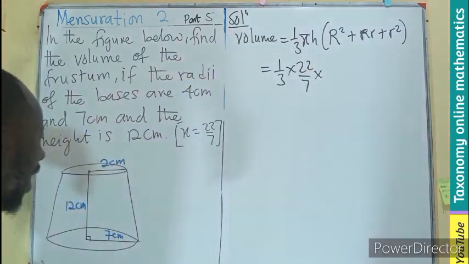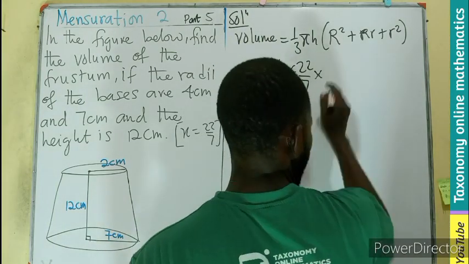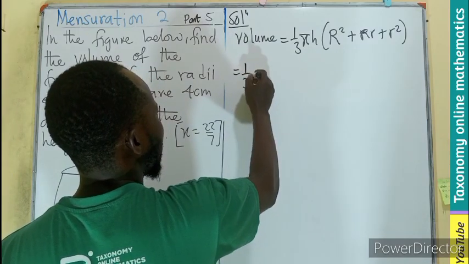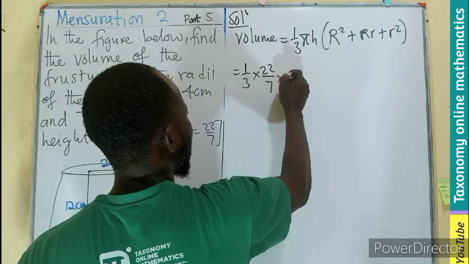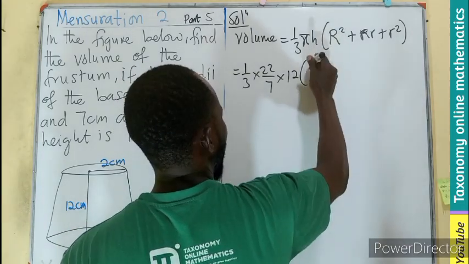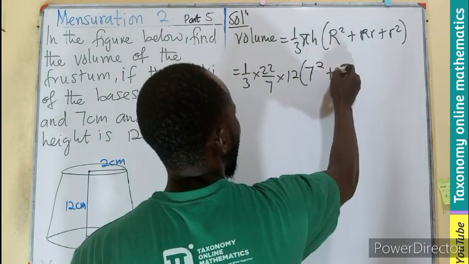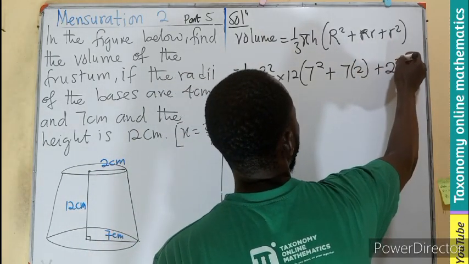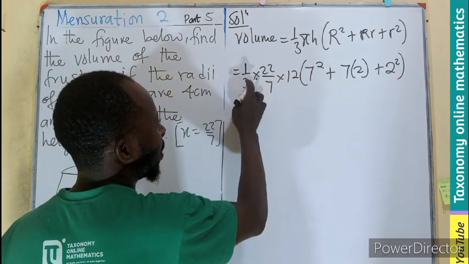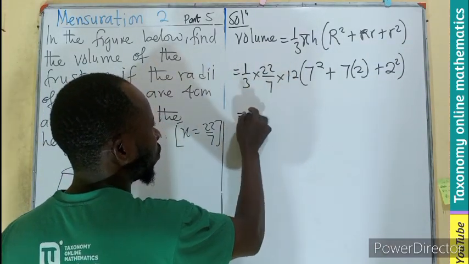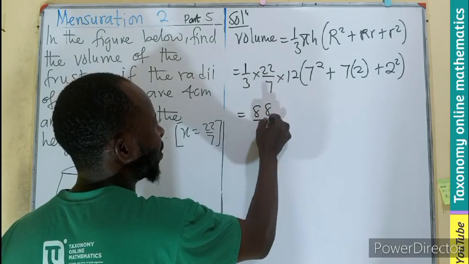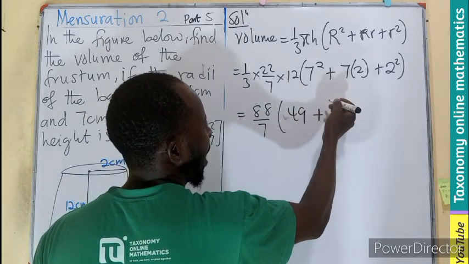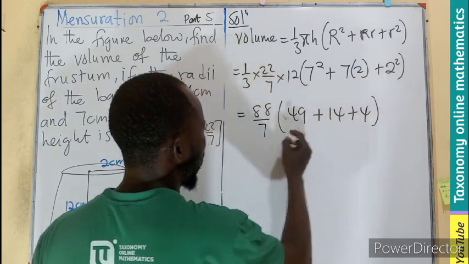Let's go for pi, 22/7. Let's go for the height, which is 12. Let's rearrange it in this way to get a space. 1/3, 22/7, 12. This is the R capital, so that will be 7 squared. Then we have 7 times small r, which is 2, plus 2 squared, which is 4. So 4 times this will be 88/7 times (49 plus 14 plus 4).